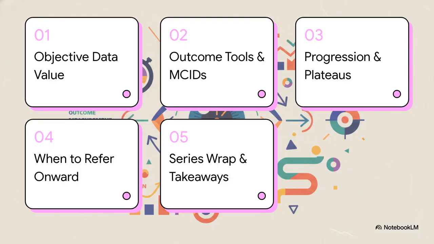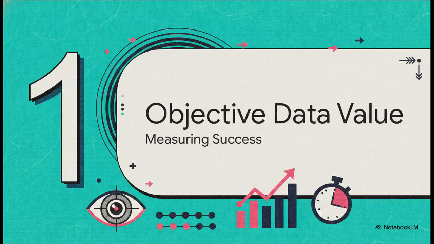So here's the pathway we're mapping out today. We'll briefly look at the value of objective data, break down specific outcome tools and MCIDs, tackle progression and plateaus, cover those crucial refer-onward red flags, and then bring it home with our series wrap and key takeaways. All right, let's start with part 1, the sheer value of having objective data.